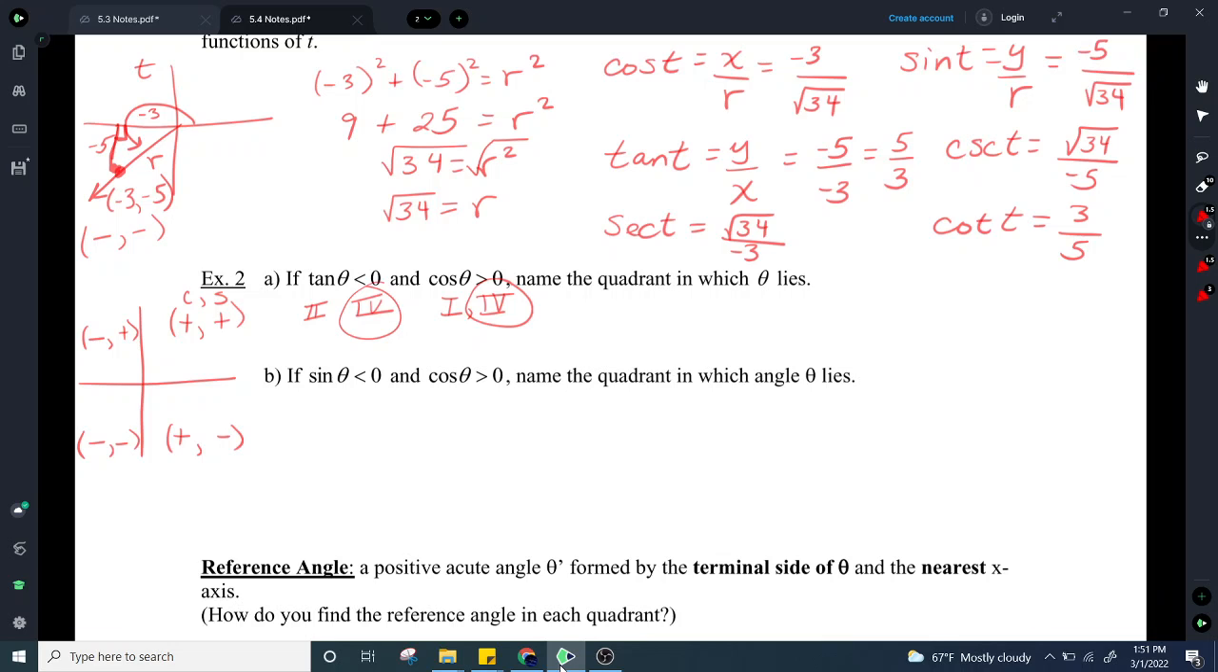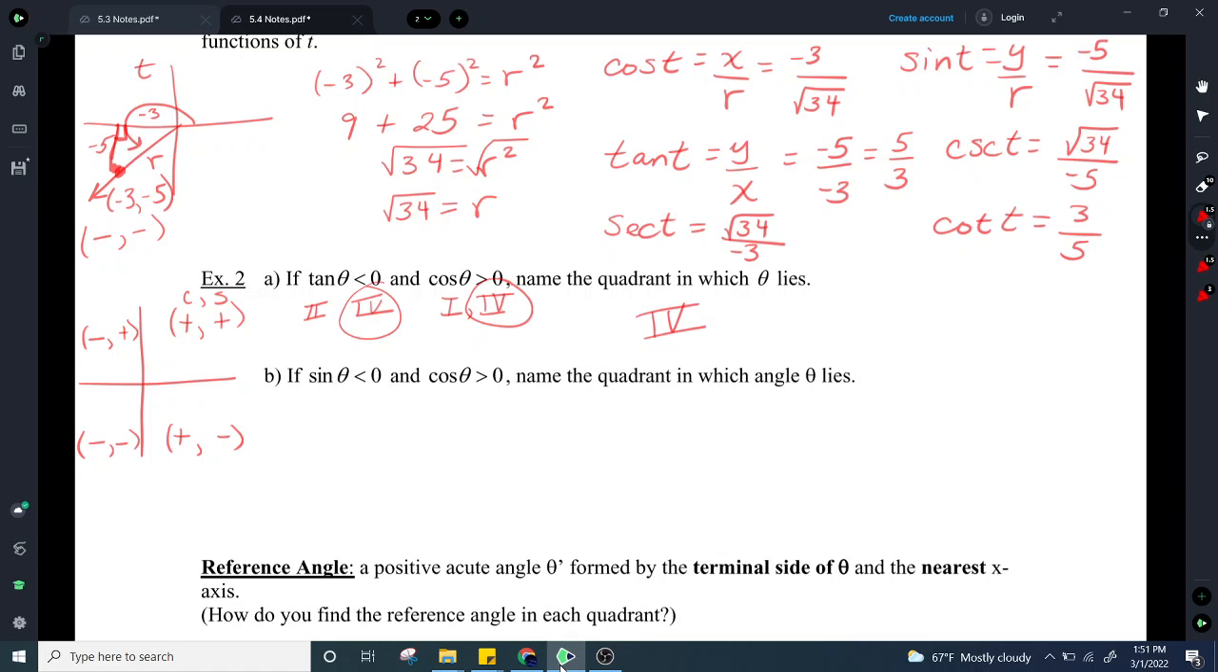So if tangent is negative, I've got to be in either 2 or 4, and if cosine is the positive term, that means that sine has to be the negative, which means I'm in the fourth quadrant. So you got to use a little bit of logic here to figure this out. Let's try another one. If sine is negative and cosine is positive.